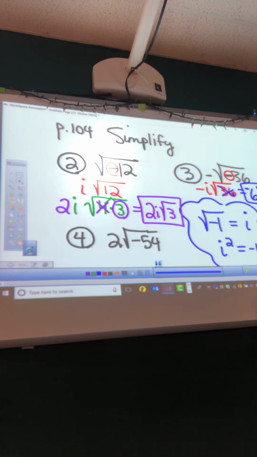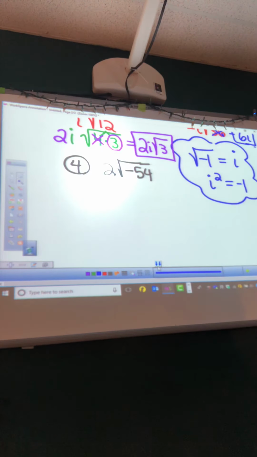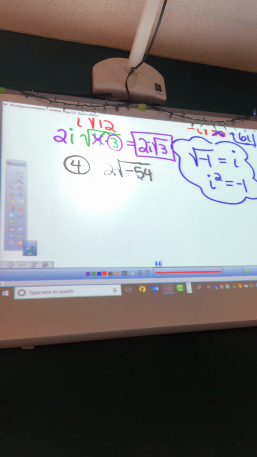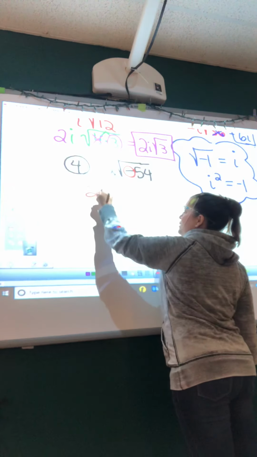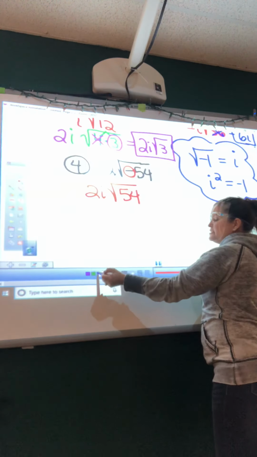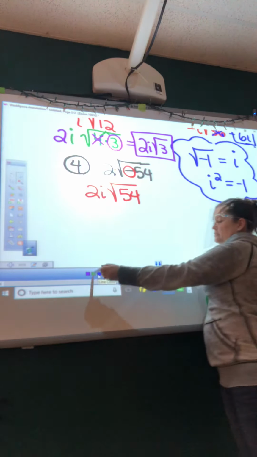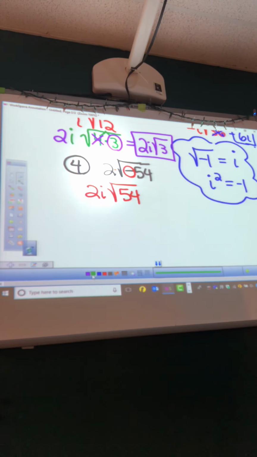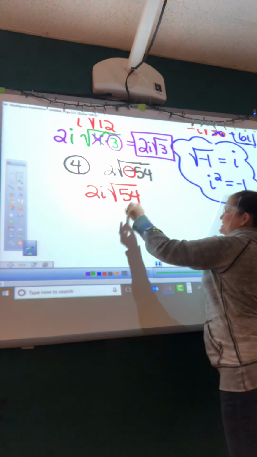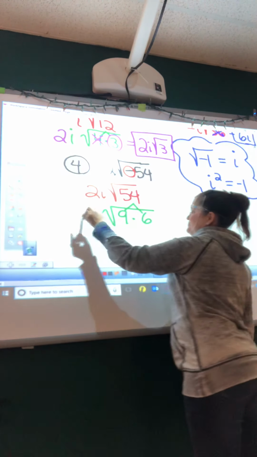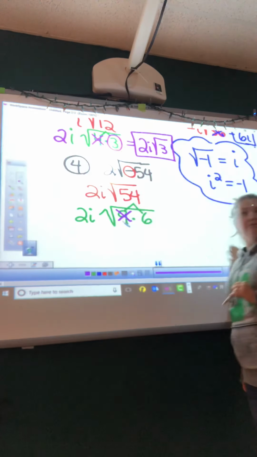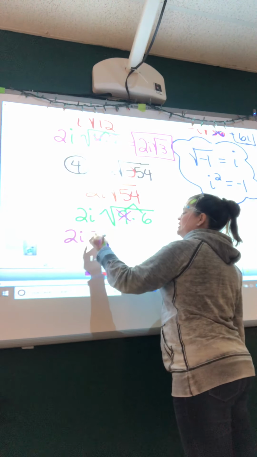If I look down at number 4, this 2 is going to be part of our answer. Right now it's really 2 times whatever this negative square root of 54 breaks down to be. We know that a negative under a square root is what again? i. Good. So we have a 2i, and we want to start breaking down 54. What are some factors of 54 that might be a perfect square? 9 and? Nope, bigger. 6. Yes, 9 and 6. Square root of 9 is really what number? 3. So we really have a 2i times a 3.